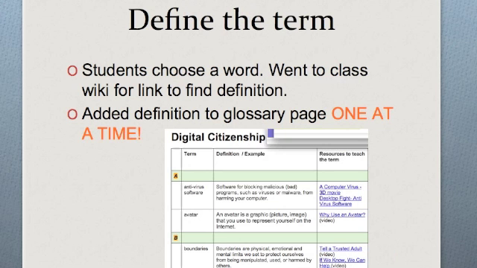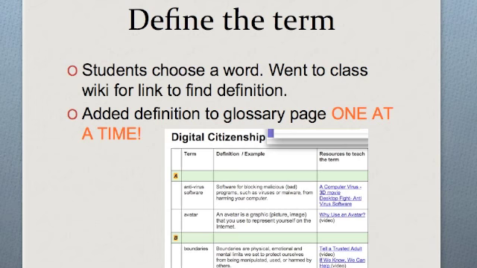Once the pretest is taken, I handed out the term. You can do it whatever way you want. I just, for time's sake, chose the word. The students really didn't have an idea of what words we were talking about. So then they went to the class wiki and added the definition to the glossary one at a time. That is really important. When you embed into a wiki, you cannot do it simultaneously. I learned the hard way.